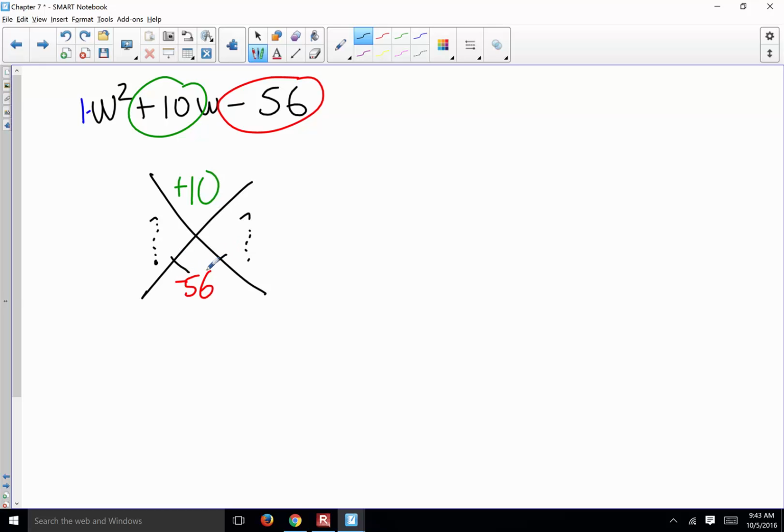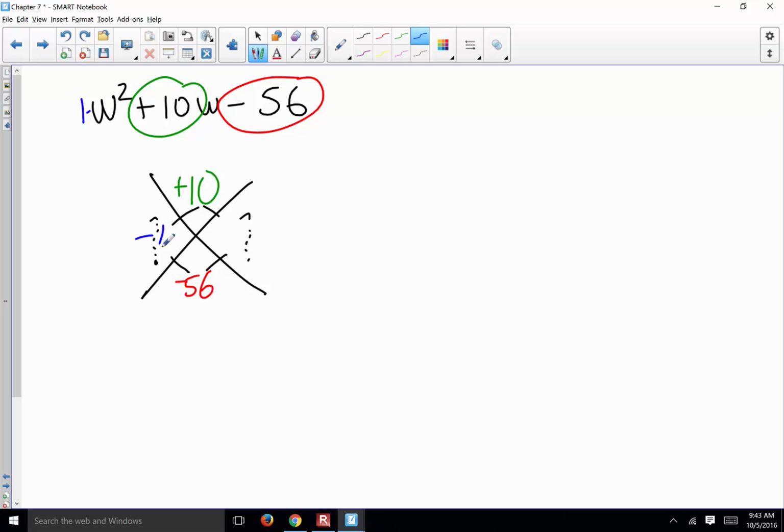Their product is minus 56, but their addition sum is positive 10. First thing that comes to my mind is minus 7 and 8. 7 times 8 is 56, right? Do they add to 10? No. How about I flip the signs? Do they still add? No. So forget 7 and 8. It's not working. Find another pair.